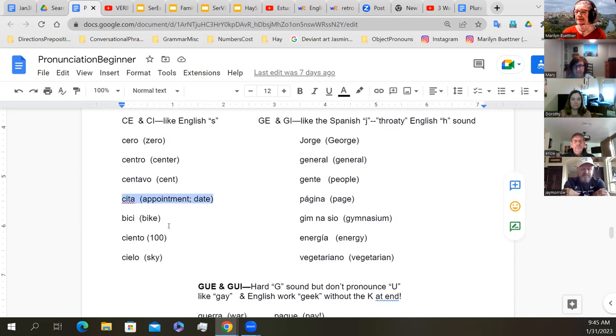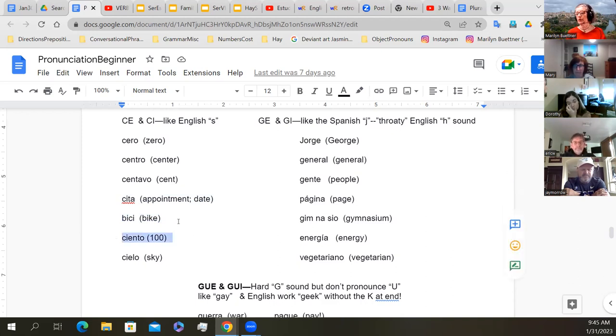And we'll do two more because they're short and easy to show you. Here's the short word for bike. Instead of the long word bicycle, this is the word bike. They have a shortened form like we do in English. Bici. Okay. And one more, which is a number word.